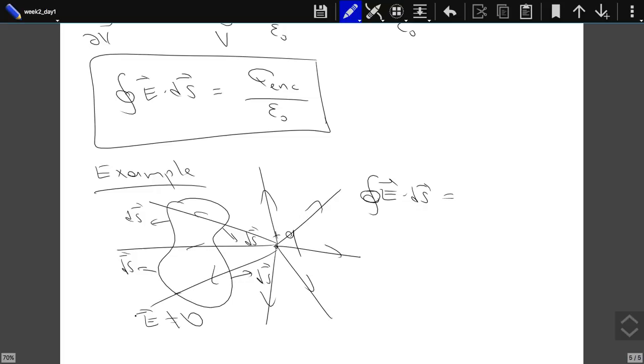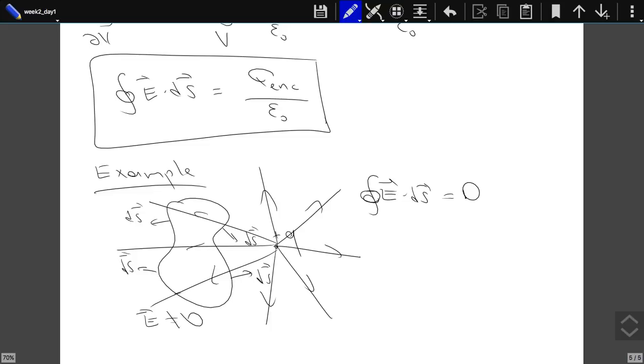But nevertheless, the integral of the electric field is equal to 0, because the charge is not inside my sphere, my volume. It's out of my volume. Well, how come it is 0?